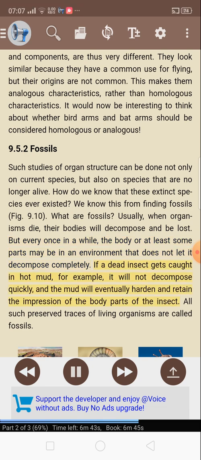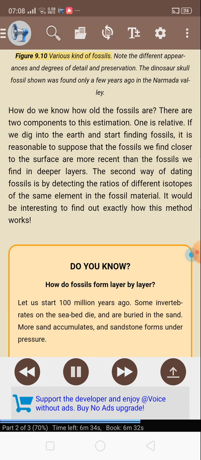If a dead insect gets caught in hot mud, for example, it will not decompose quickly, and the mud will eventually harden and retain the impression of the body parts of the insect. All such preserved traces of living organisms are called fossils. Figure 9.10 Various kinds of fossils. Note the different appearances and degrees of detail and preservation. The dinosaur skull fossil shown was found only a few years ago in the Narmada Valley.